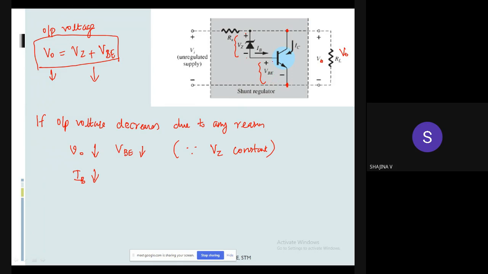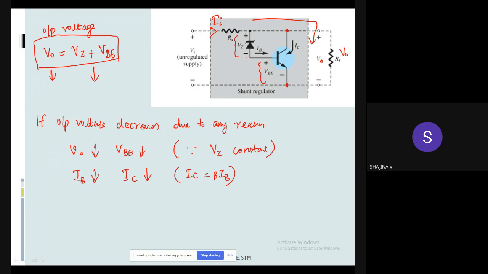As a result, what happens? This base current IB reduces. Base current IB reduces means our collector current IC also reduces, because IC is equal to beta into IB for a transistor, right? So IB reduces means IC also reduces. This is my input current, right? So this input current, now IC reduces. IC reduces means more current will flow through the output.